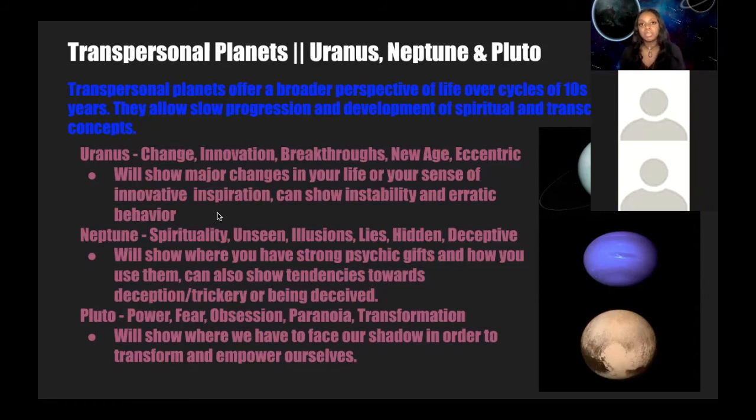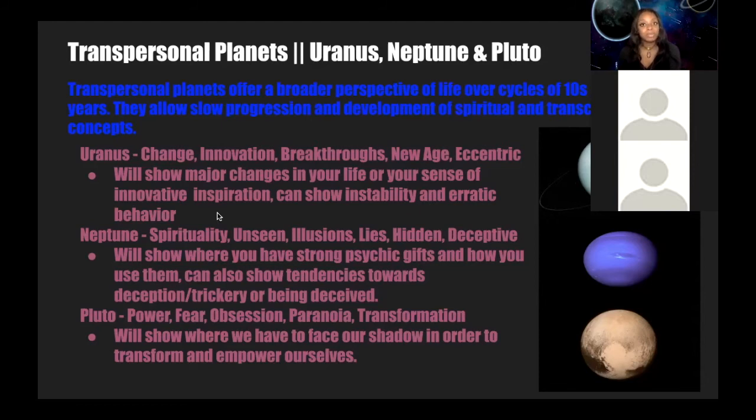And this will typically affect one area of life depending on which house it's in. But Uranus will also affect global trends as well, because it takes a long time to orbit around the sun. So political changes, changes in social culture and social norms will be affected by Uranus as well.